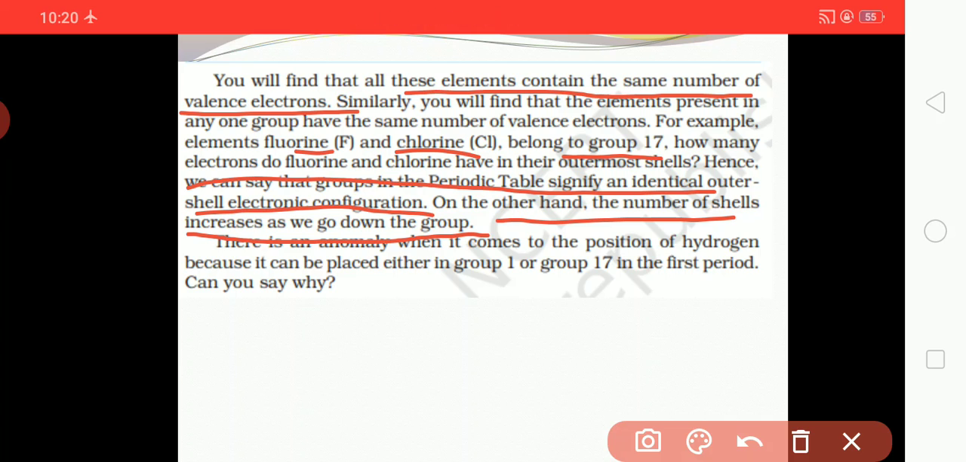There is an anomaly when it comes to the position of hydrogen, because it can be placed either in group 1 or group 17 in the first period. Can you say why? Because, as we discussed, hydrogen's position is still pending. It can act as a metal and it can also act as a non-metal. So it can be placed in group 1 or group 17, because it contains both metallic and non-metallic characteristics and properties.